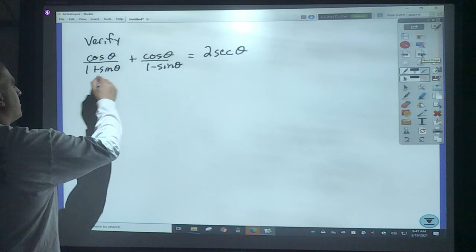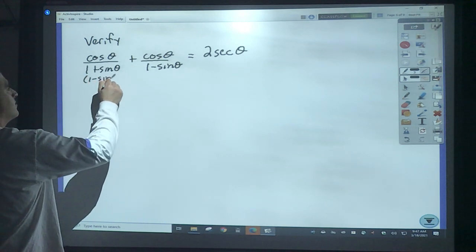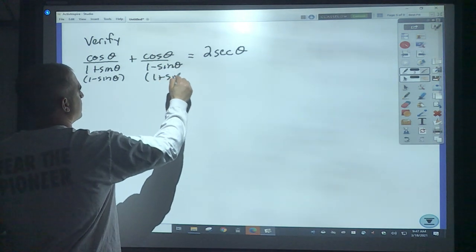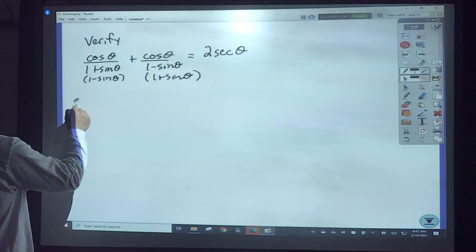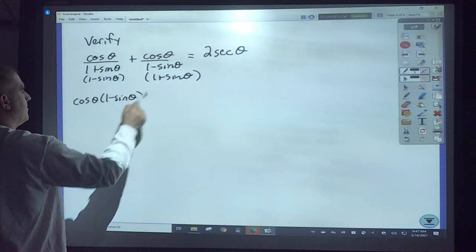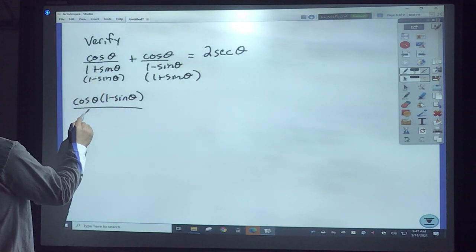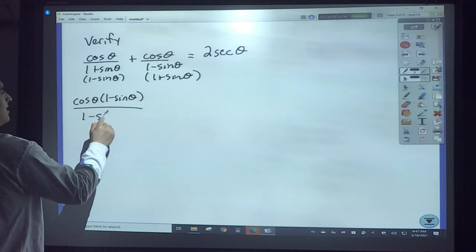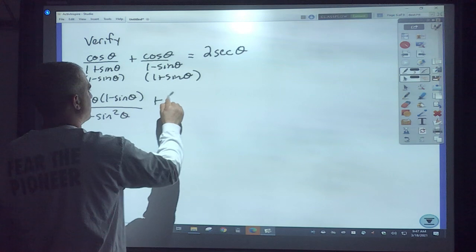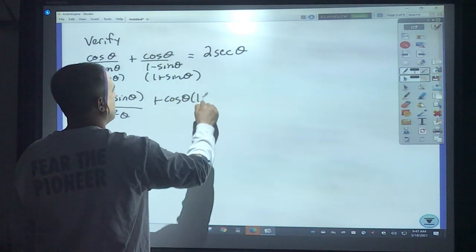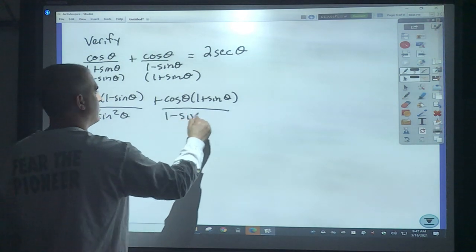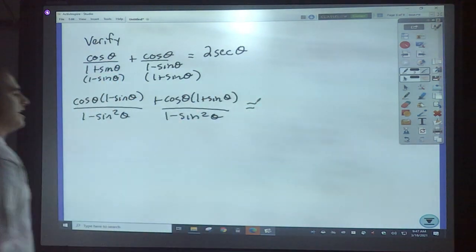So what I want to do is multiply by 1 minus sine, and 1 plus sine over here. So what this is going to look like, I would do cosine of theta times 1 minus sine of theta. That's what's going to happen up top. This bottom is going to turn into 1 minus sine squared of theta. I'm going to multiply cosine theta by 1 plus sine theta. And on the bottom, it's going to be 1 minus sine squared theta.